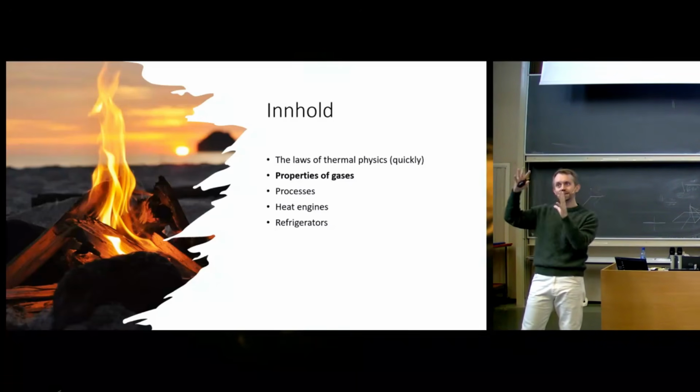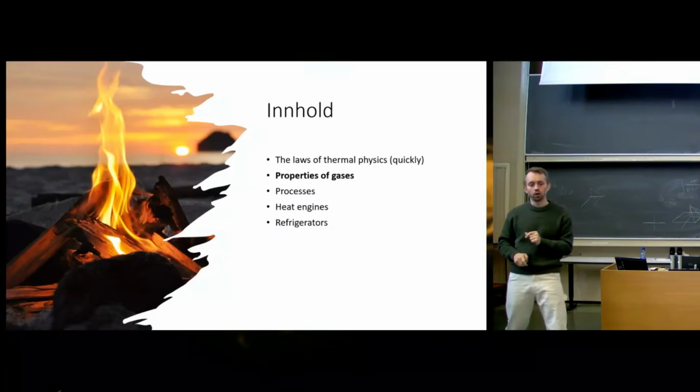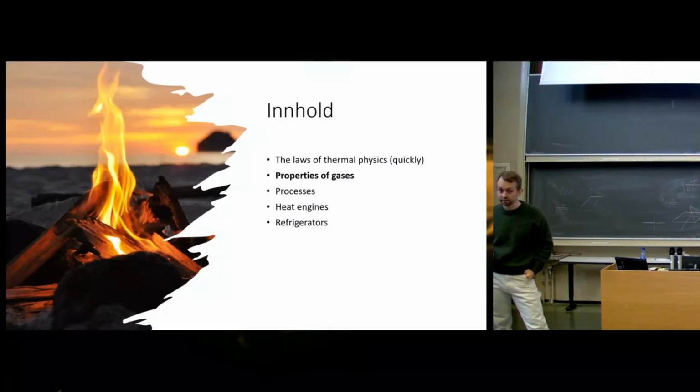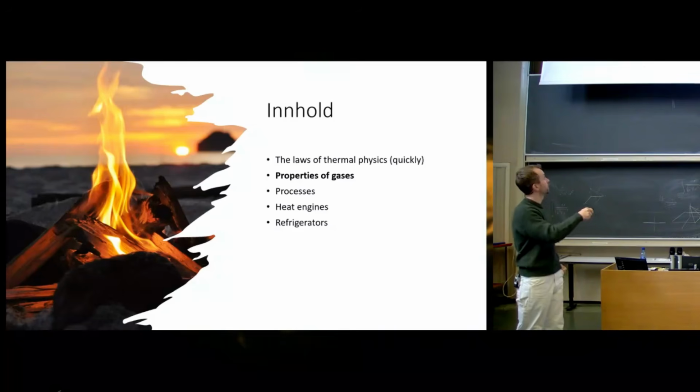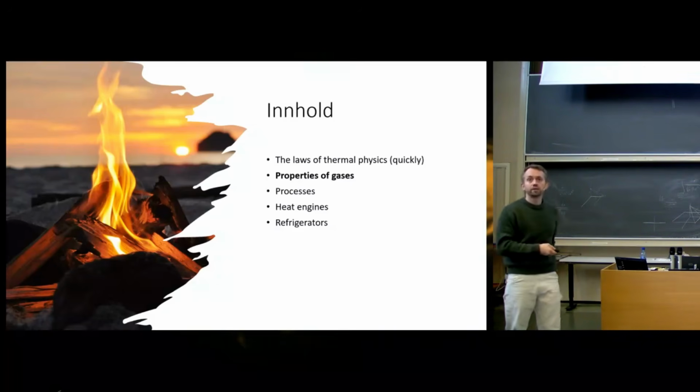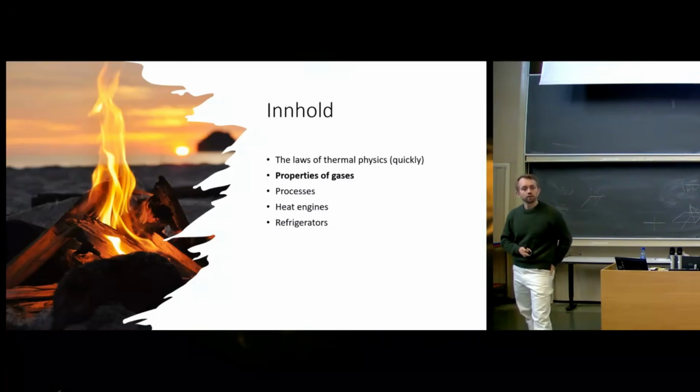Now, the way that heat engines actually work is by exploiting the properties of gases, the way that they expand and absorb heat when you experiment with them. And so to understand how to create an engine which creates work, we have to go through some of the properties of these gases. And then we're going to look at the processes that they go through and see how we can use that for engines and refrigerators.